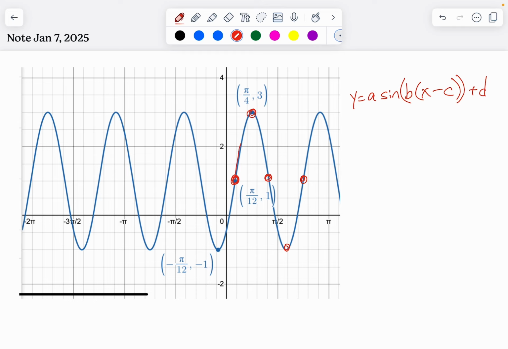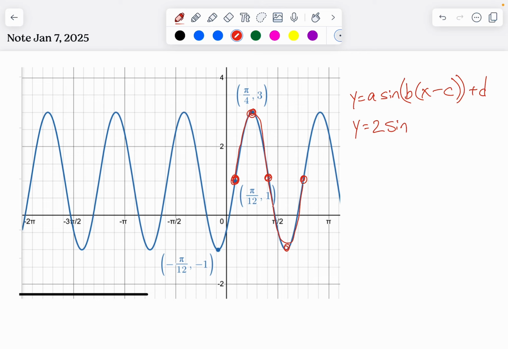And based on the way that I drew this in red, that amplitude is positive. So I went up first. And how far did I go? I went from +1 to +3. That means it's a value of 2. I'm using sine. Okay, so now we need to figure out what the period is.